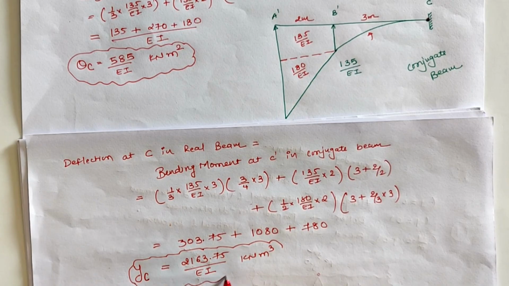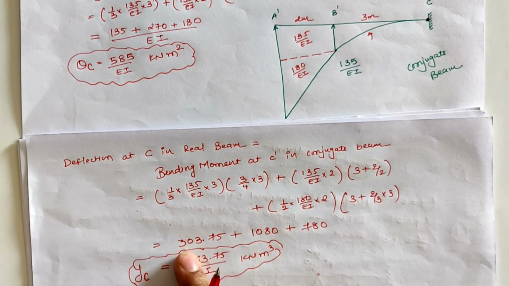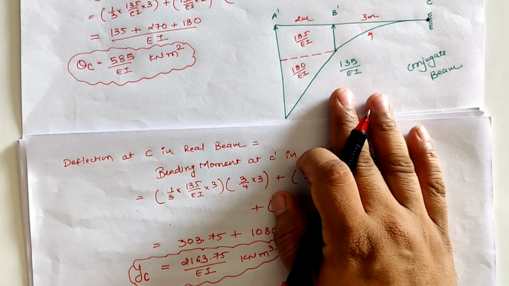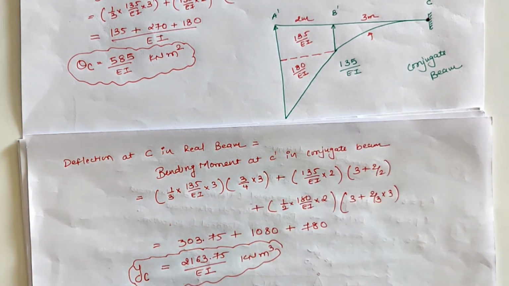So thus we can calculate the slope and deflection of the given beam by converting it into the conjugate beam.